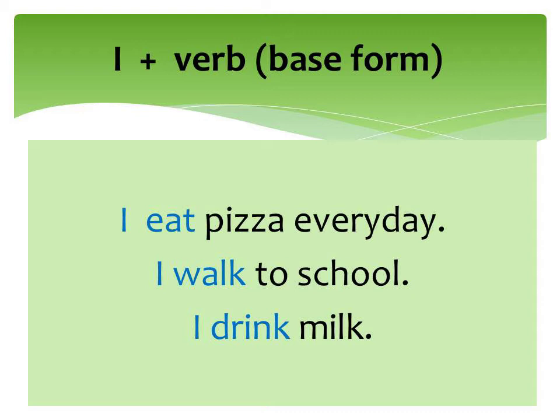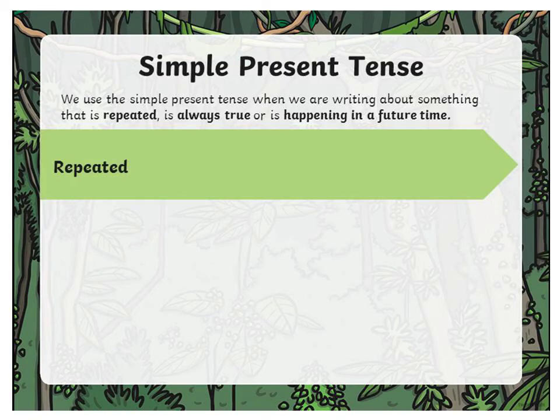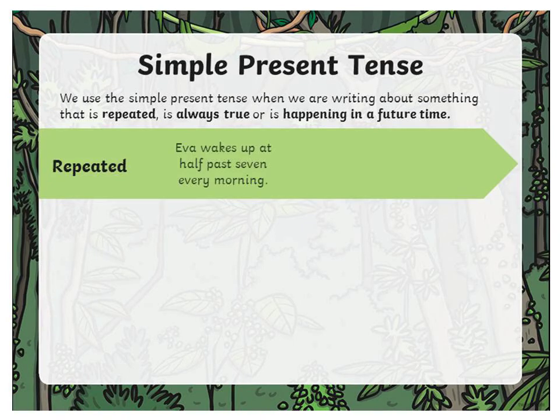So if we use she as our subject, she eats pizza. He eats pizza. But when you use I, I eat pizza every day. The verb is in base form when you use I. Now, let's have more examples for the present simple tense.